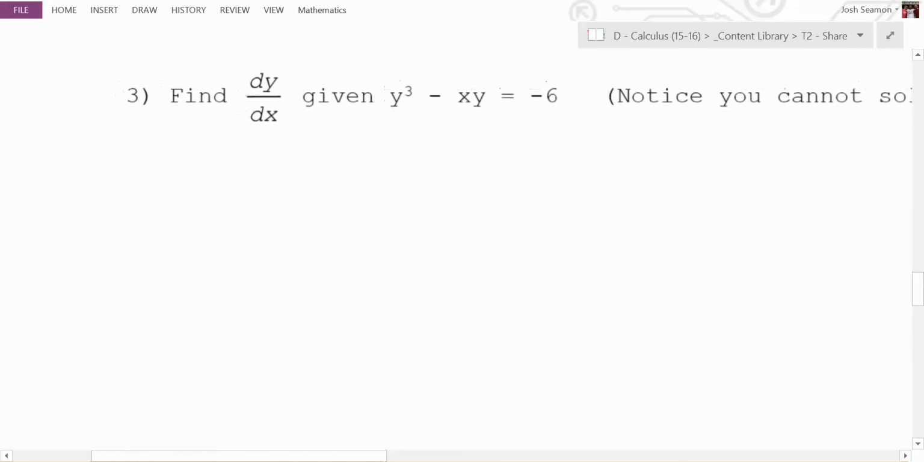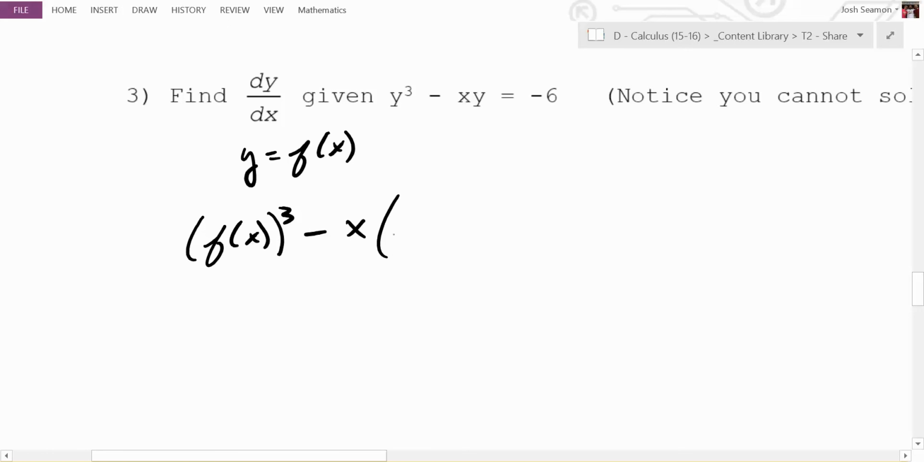Can you isolate y? No, you really can't. So do you even try to isolate y on this one? No. Really, just say no. Okay. What was the first step? What did I tell you to do first? Let y equals f of x. And the reason I do that is I want you to remember the chain rule. It's really easy to forget the chain rule. So the first thing we're going to do is say y equals f of x. So what do we end up with? F of x cubed minus x times f of x equals negative 6.